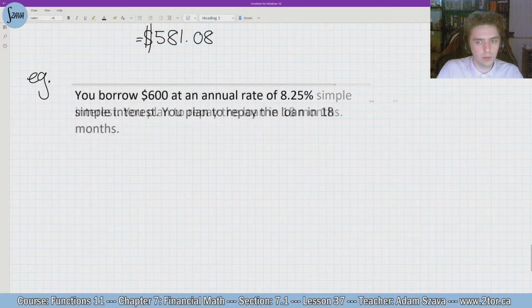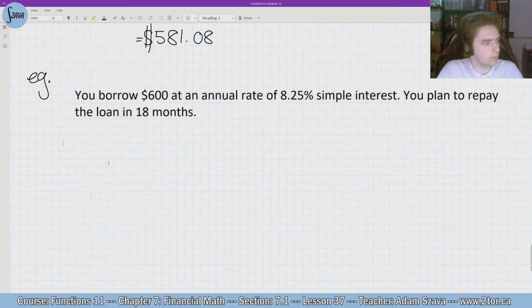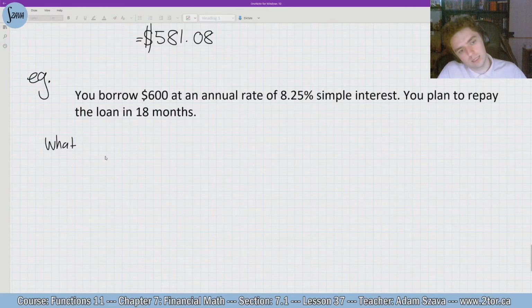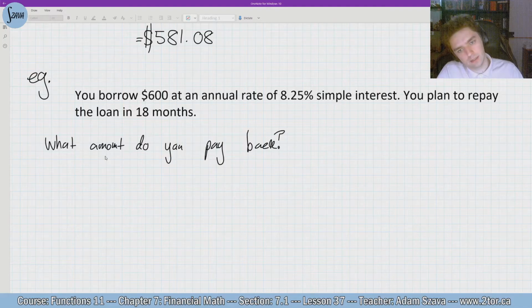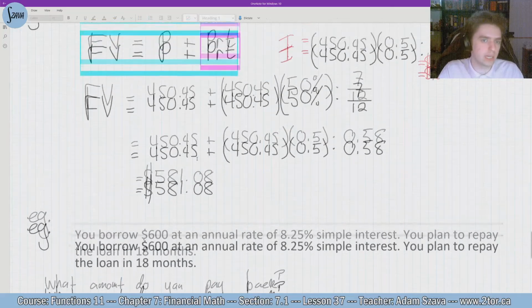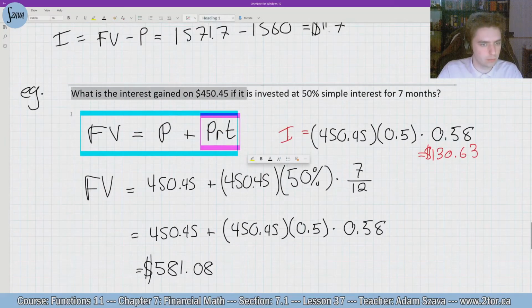So the first two are pretty similar to what we've done before. What amount do you have to pay back? Okay. So to do that, you just calculate the future value, like we've been doing. The future value is this amount right here.